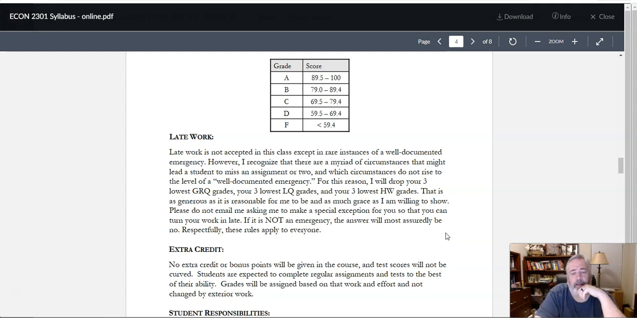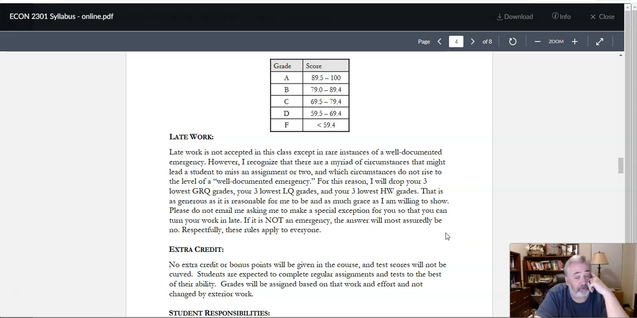All right. So if it's a school function, or if you have a well-documented emergency, a close member of the family has been hospitalized or something, right? And it has to be documented. You have to be able to show some sort of evidence that this is happening. You can't just claim that it happened.